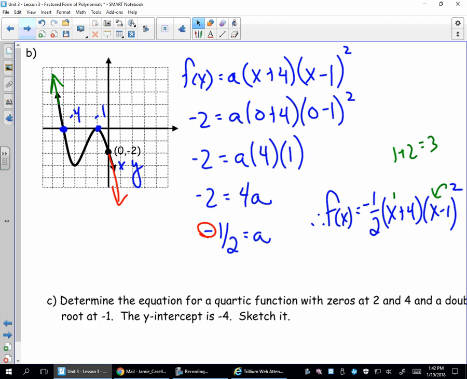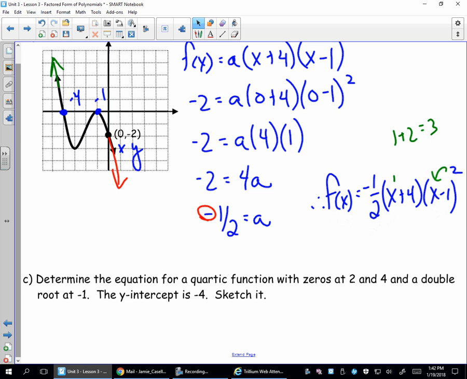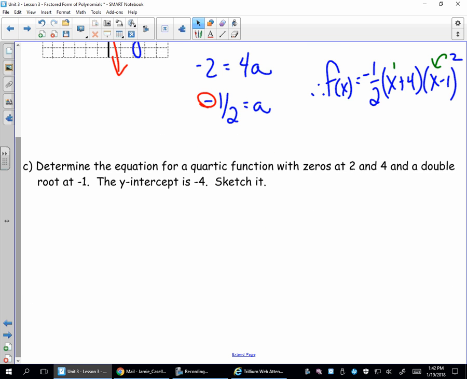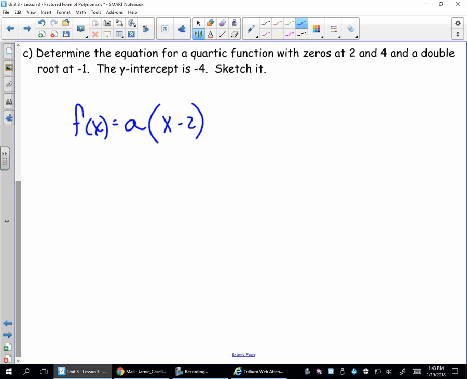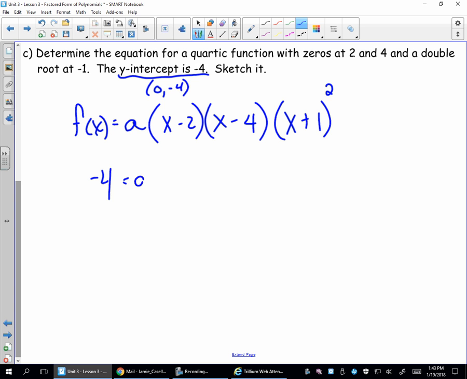Right. Let's try C. Determine the equation for a quartic function. The zeros at 2 and 4, and a double root -1. The y-intercept is -4. And then sketch it. What can we do with this? Well, they didn't tell us the leading coefficient, so I need to solve for it. I've got a 0 at 2, opposite sign, another one at 4, opposite sign, and a double root at -1. Opposite sign, and to make it a double root, I need the squared on there. The y-intercept is -4. I know that's actually a point, so I can solve for my leading coefficient.